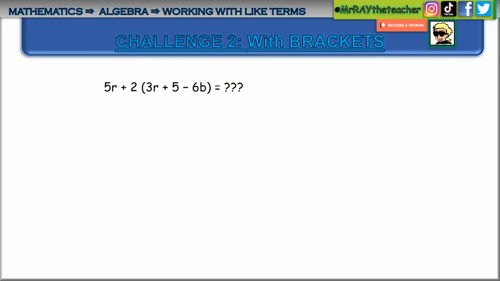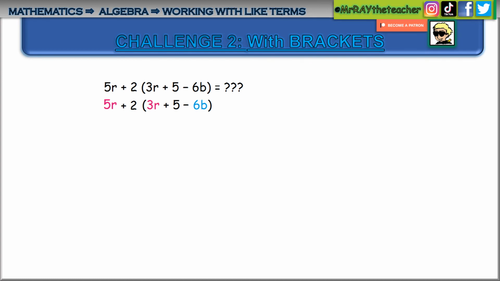Again, challenge 2 with brackets, the brackets component of BODMAS. We've got 5r plus 2, and then in brackets 3r plus 5 minus 6b equals. So let's put it into colors. 5 reds plus 2 no colors. And then we've got this one. Now, see how that came in one bunch? It's because it's a bracket. That should be a hint that you do this first.